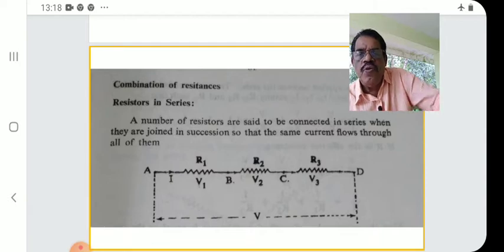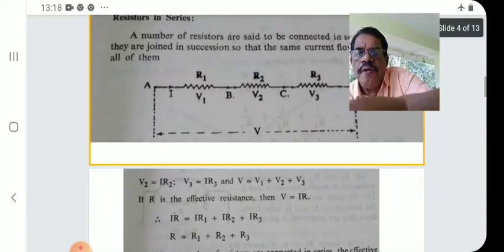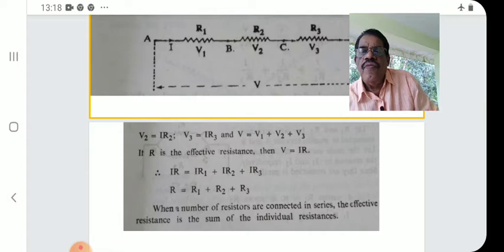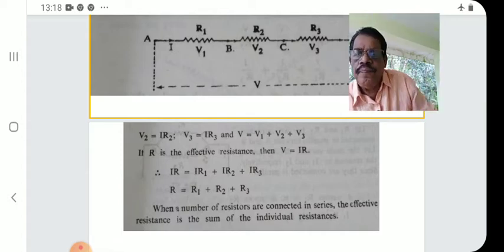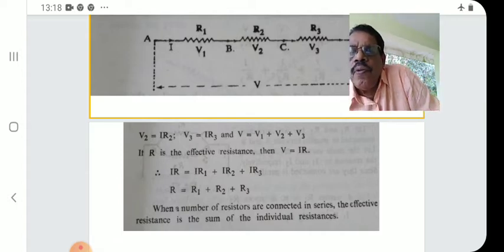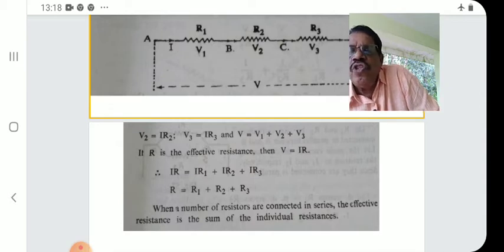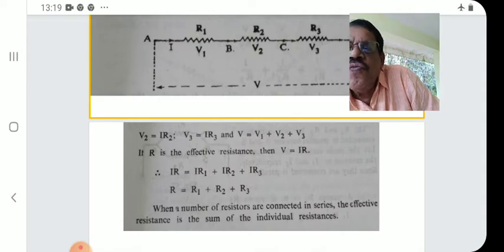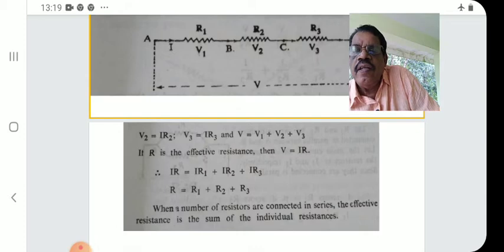The first equation, the important equation, is V is equal to V1 plus V2 plus V3. That is the important equation. V is equal to V1 plus V2 plus V3. What is V1? It is I into R1. V2, I into R2. V3, I into R3.